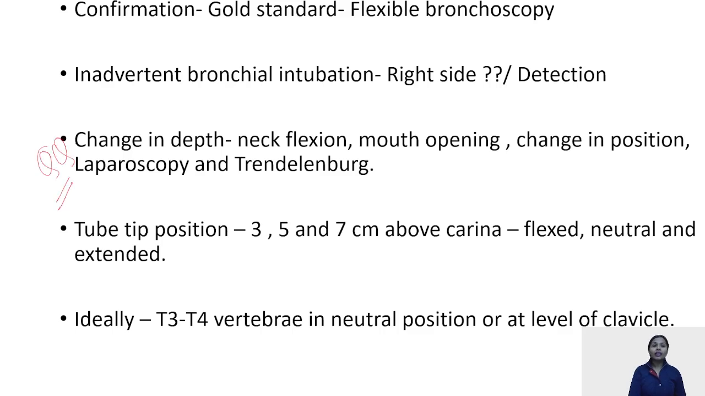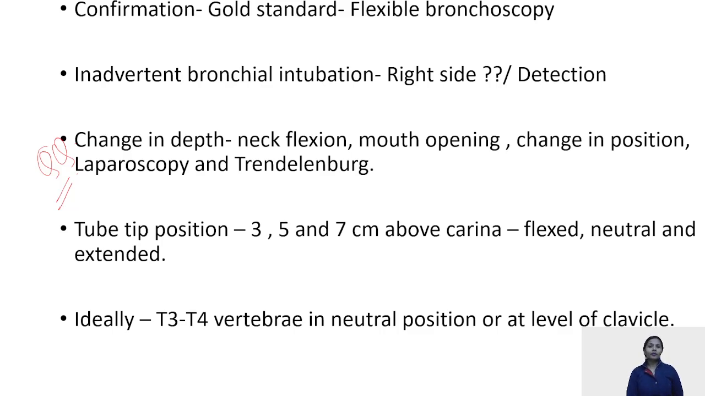because generally a case scenario is given, like for example in a laparoscopic cholecystectomy, pneumoperitoneum has been created. So now what next complication can occur? The complication that occurs is that your endotracheal tube can get dislodged, it can get misplaced, and the depth of insertion of the endotracheal tube can change.